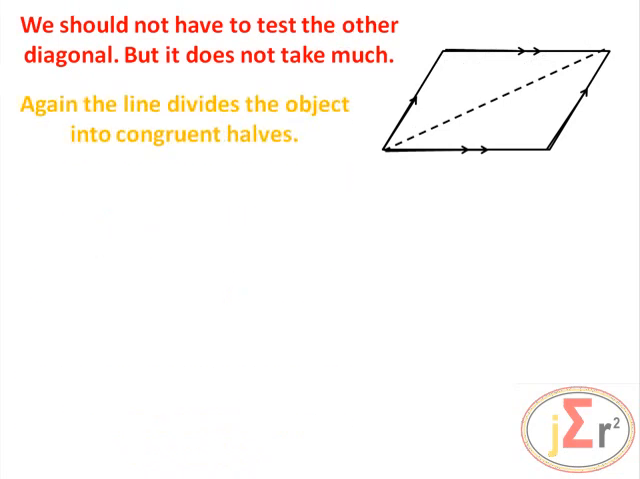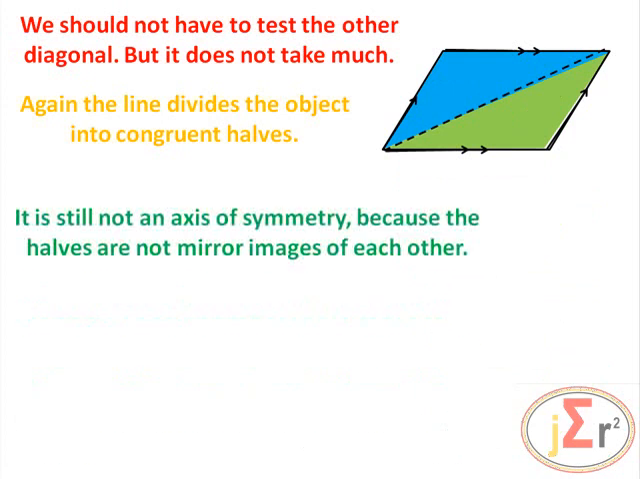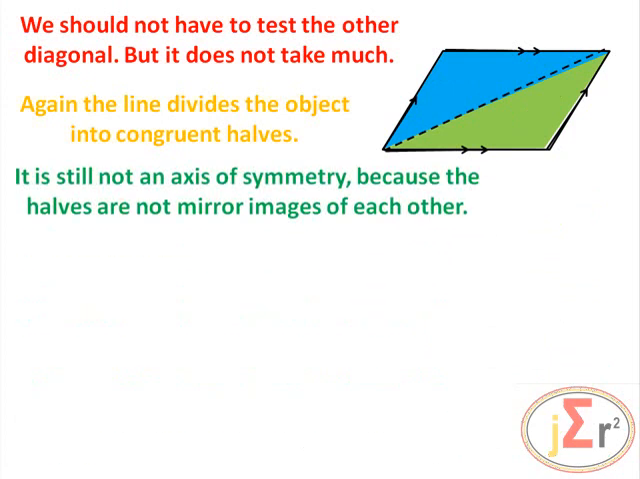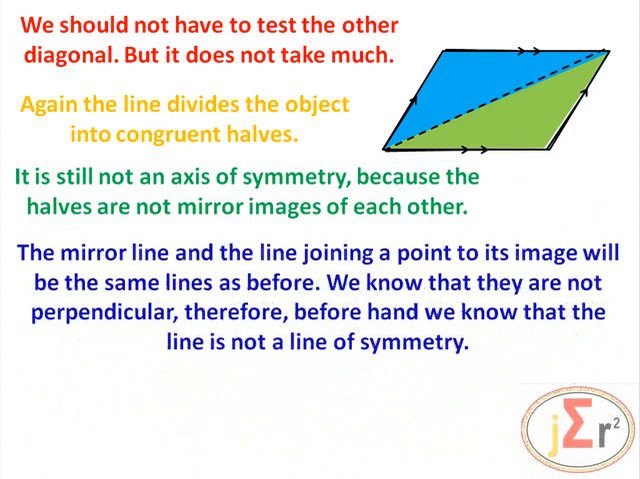Again, the line divides the object into congruent halves. It is still not an axis of symmetry because the halves are not mirror images of each other. The mirror line and the line joining a point to its image will be the same lines as before. So the mirror line is the one that we have here, which in the first diagram was the line that joined the point to its image.